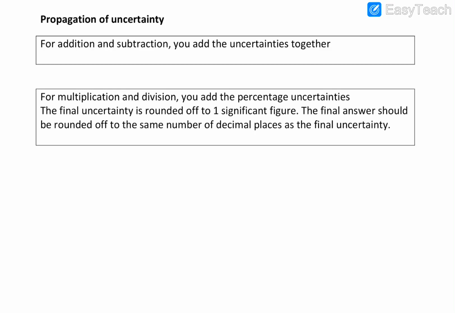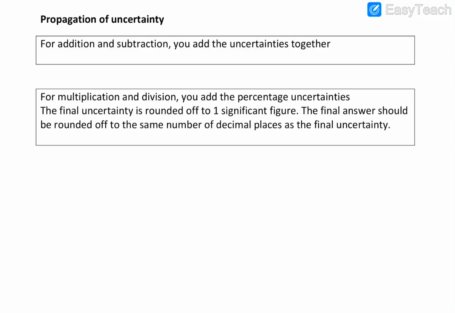Okay, propagation of uncertainty. Follow this very carefully. This can be tricky for many students. I try to make it as clear as possible. If you need help, let me know.